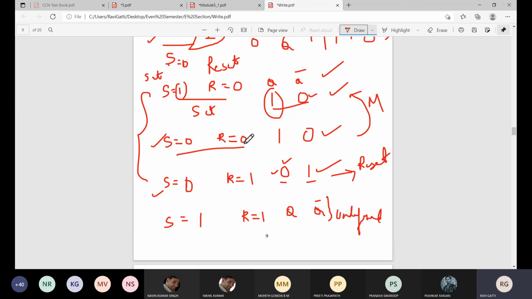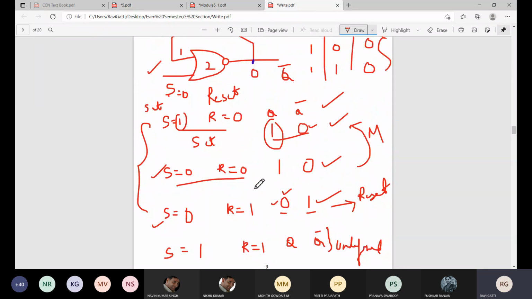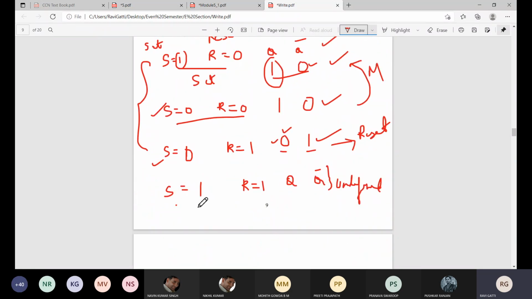Now consider the case when S is equal to 1 and R is equal to 1. What happens to this?